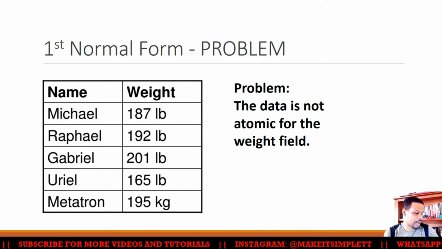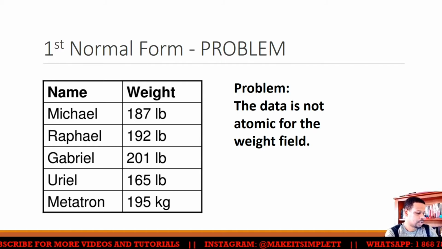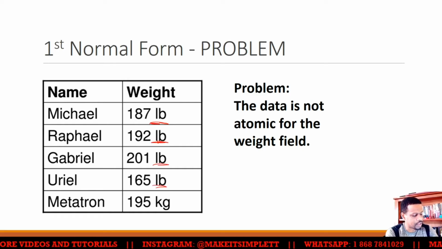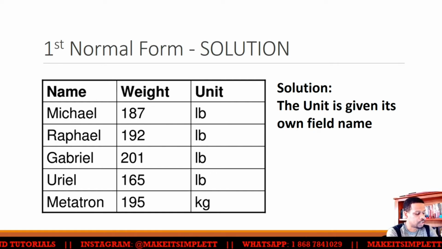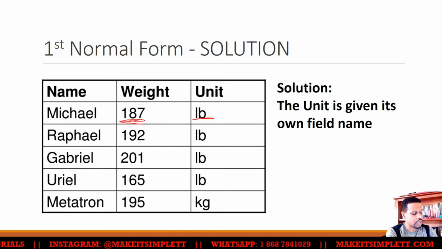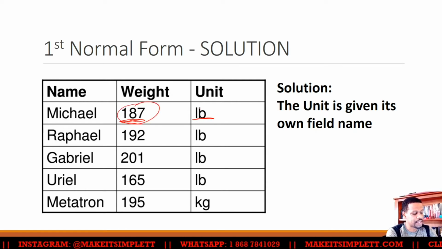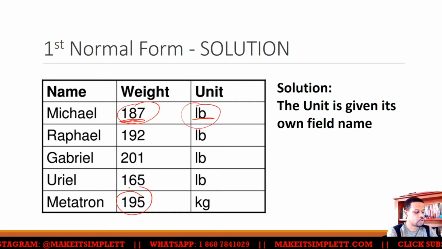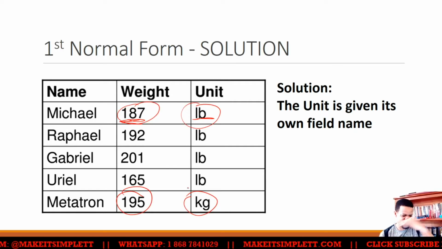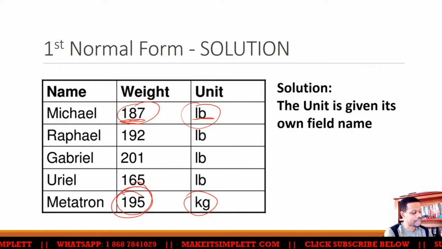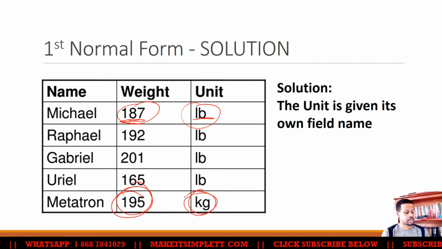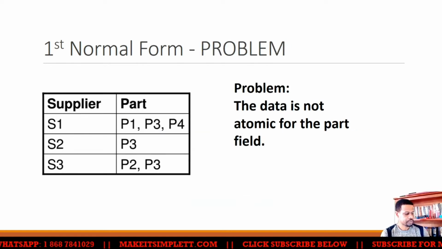This one here, we have a problem because the data is not atomic for the weight field. Some of them have pounds, some of them have kilograms. So in order to make it atomic, we have to create a new field, which would be the weight and the unit. That way, you could check for people whose weight is in pounds. You could check for people whose weight is in kilograms, because the whole point of the database is to be able to do queries, and you'll be able to look for a particular unit inside the query.